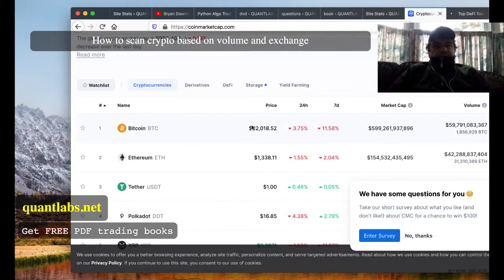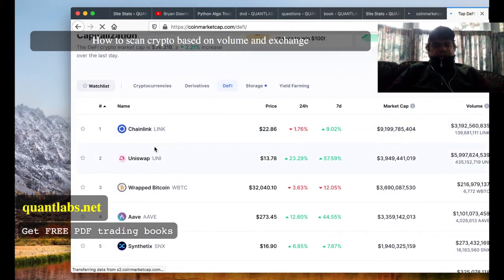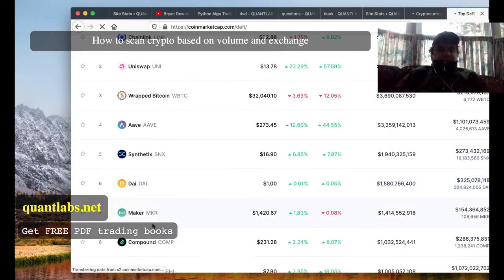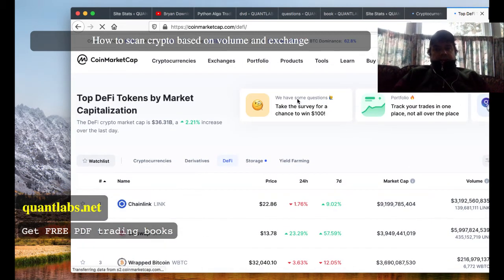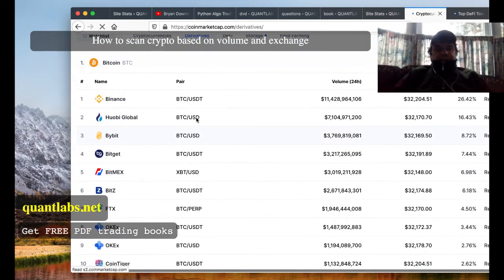So if I go under derivatives, and here's the DeFi. These are the leading coins in the DeFi movement. We got Chainlink, which is appreciating quite quickly. Right now, I think it may drop off. Uniswap, Aave, SNX, and those are the top ones that I'm seeing that perform. Again, under derivatives, these are now the important part.